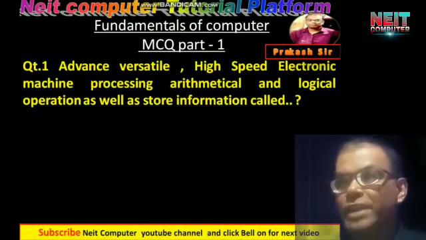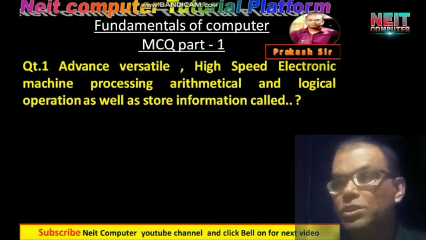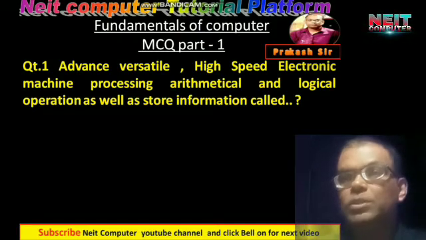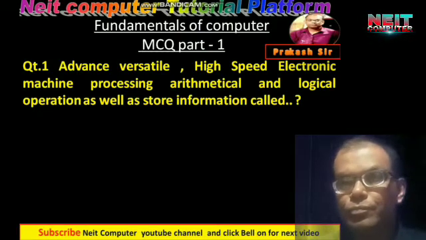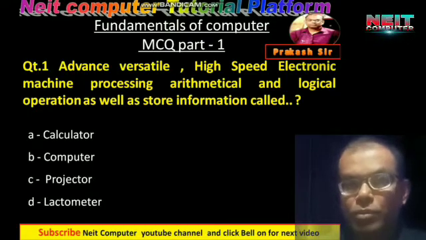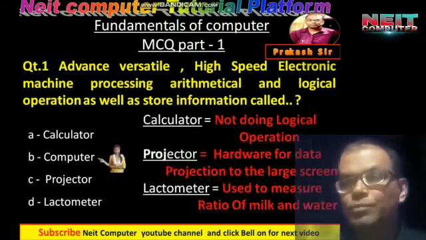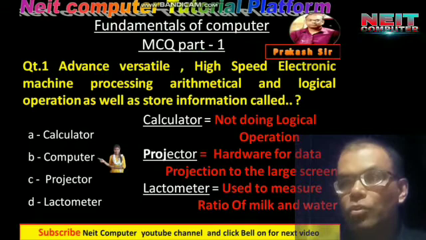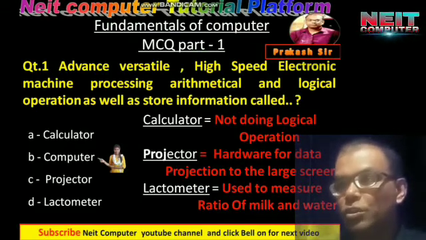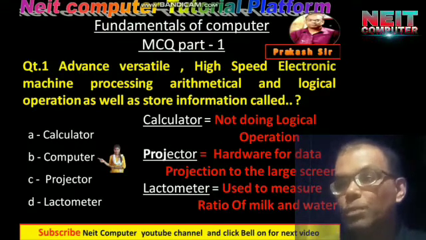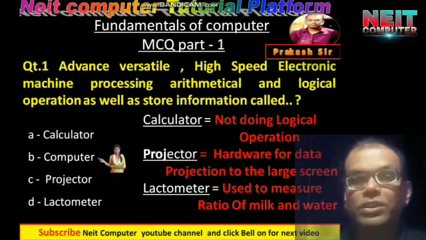Advanced, versatile, high-speed electronic machine processing arithmetical and logical operations as well as store information called: calculator, computer, projector and lactometer. The correct answer is computer. Calculator is not doing the logical operation. Projector is the hardware for data projection to the large screen. Lactometer is used to measure the ratio of milk and water. So that is why the correct answer is computer.